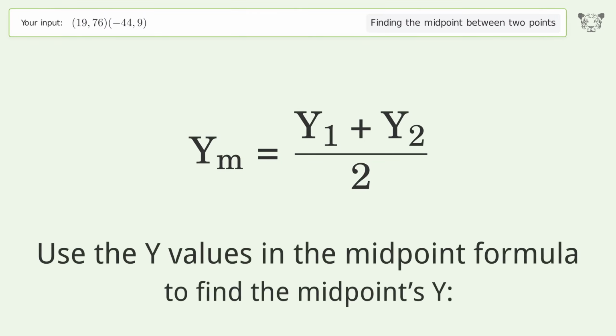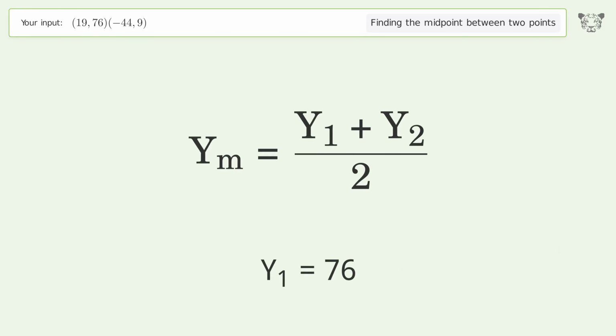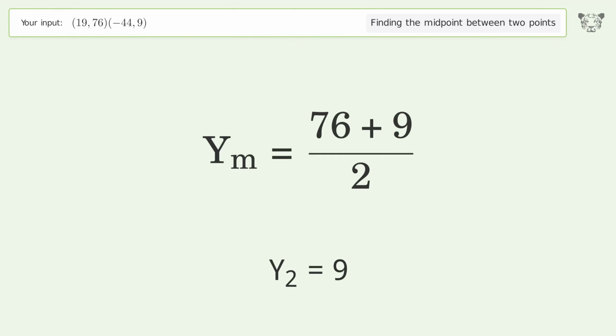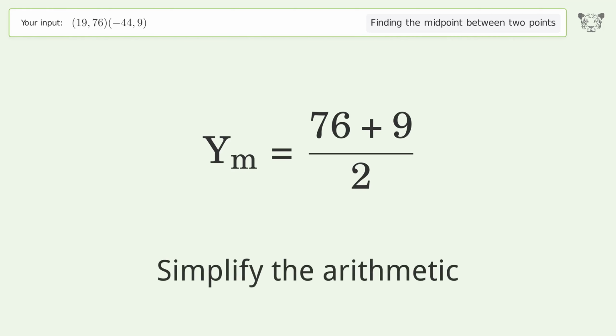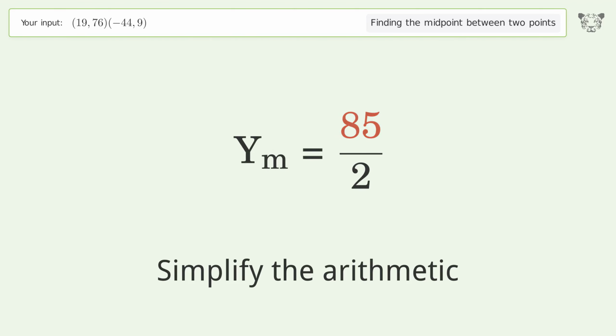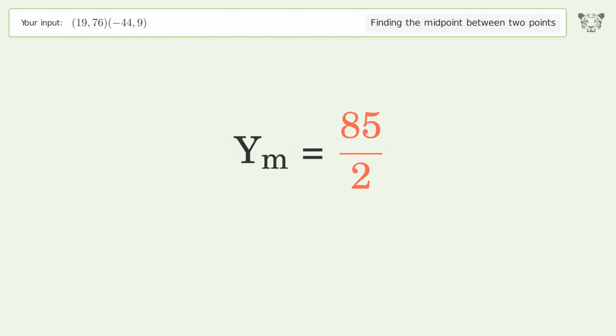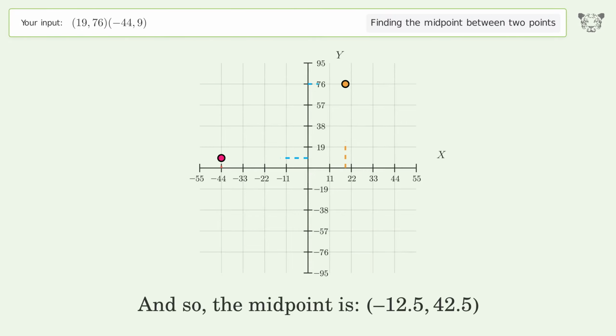Use the y values in the midpoint formula to find the midpoint's y. y1 equals 76. y2 equals 9. Simplify the arithmetic. And so, the midpoint is negative 12.5, 42.5.